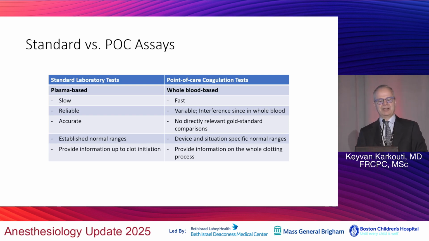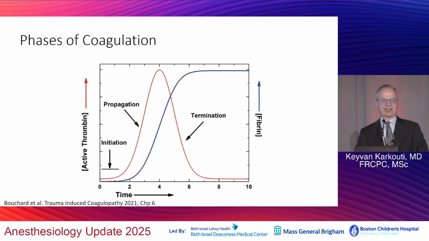And then finally, as I mentioned in the last slide, with lab assays, standard assays, we get information up to initiation of clot formation. Whereas with point-of-care assays, specifically viscoelastic assays, we get the whole clotting process. And that really becomes evident when we look at the phases of coagulation. So on the x-axis, you have the time, and on the y-axis, you have thrombin generation. The red line is the thrombin generation. You can actually measure thrombin generation not in the OR, but if you spin the blood, freeze it, and send it to an experimental lab, they can give this to you a couple of weeks later. So you can see what the patient's thrombin generation is.